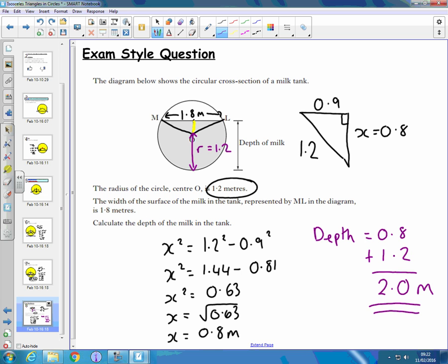So a couple of learning points from that question. The first thing you should do is draw in the right angle triangles, and I would highly suggest that you draw a separate triangle at the side just so you don't overload your diagram with information. Then work out what form of Pythagoras you're using, and then remember that we've only worked out our small x in a triangle. We then need to add on the radius to get the total depth of the milk.